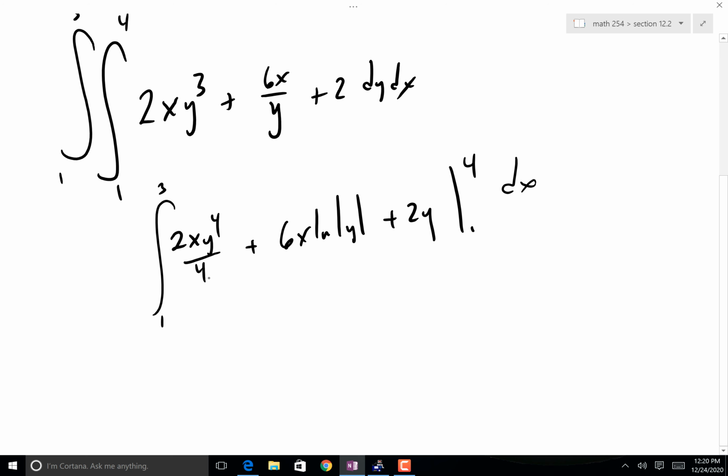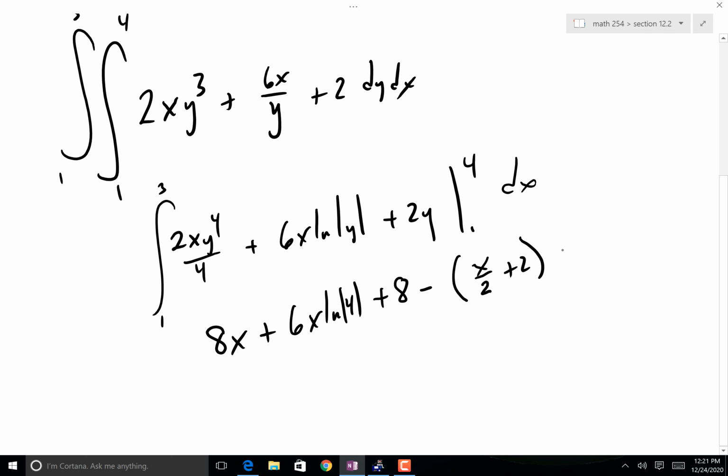Let's plug in a 4. It's going to be 16 divided by 4 is 4 times 2 is 8. You plug in a 4, you're going to get 6x ln of 4, whatever that is. Don't worry about it. It's just a constant. Plus 8 minus, now let's plug in the 1s. You're going to get x over 4. No, x over 2, you clown. X over 2. And then you plug in the 1. Well, the ln of 1 is 0, so that's hot. So the middle piece goes away, and then plus 2. And then dx, and then 1 to 3.